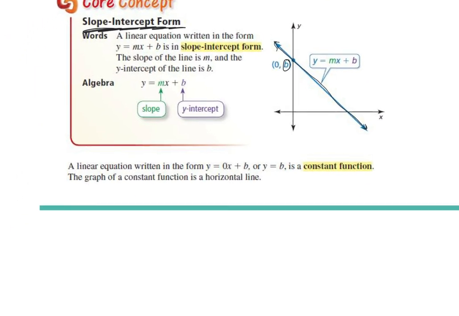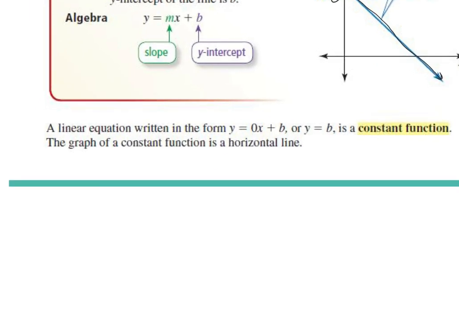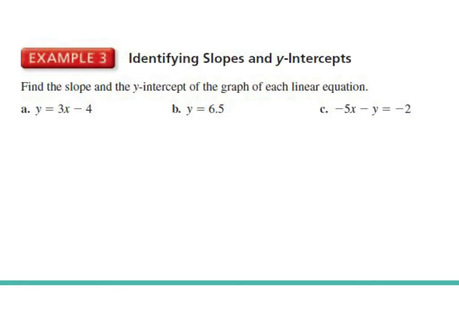Now, there are going to be some examples where y is just equal to a number. We call that a constant function. And all you need to know is that when y equals a number, it's a horizontal line, okay? Because y is going to be a fixed value. So your x values are all changing, but your y is going to stay the same.